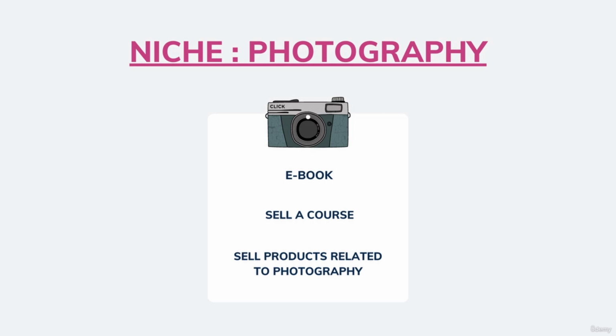The first method is you can sell an ebook on photography. You can give tips on different lenses, different angles, and all those kinds of things in an ebook. So you have to create an ebook and you can just sell it to all those people following you in your photography niche.